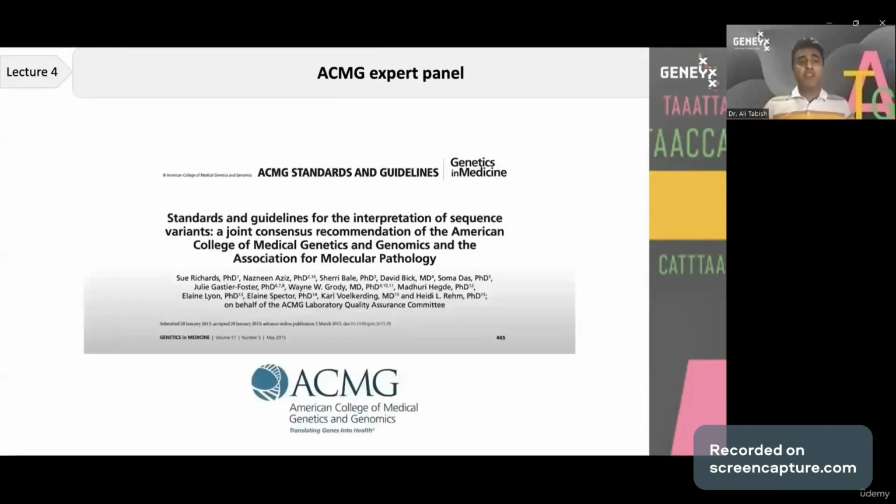So this is a landmark publication by Richards in 2015, which deals with ACMG variant classification. There have been previous publications by ACMG, but this is the landmark one, which we use almost every day. All the different revisions and refinements are based on this publication. I highly recommend everyone to go and read and understand these ACMG guidelines from this article.